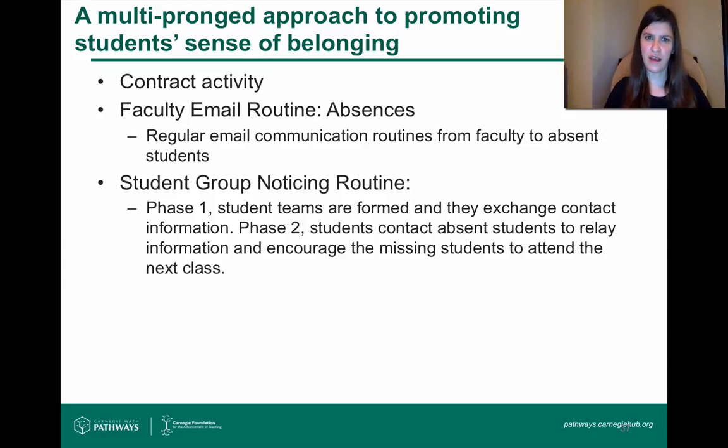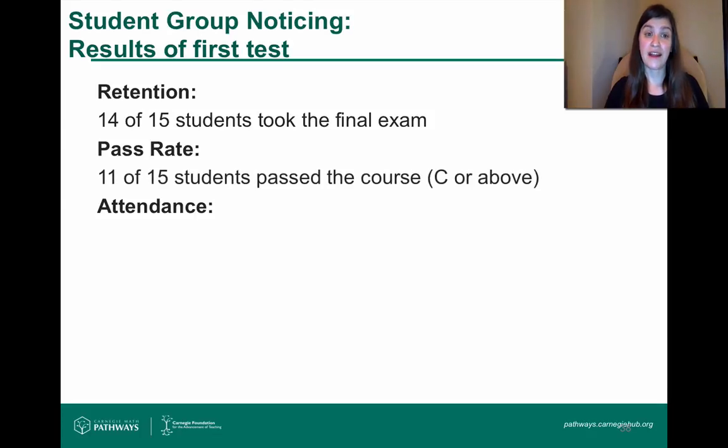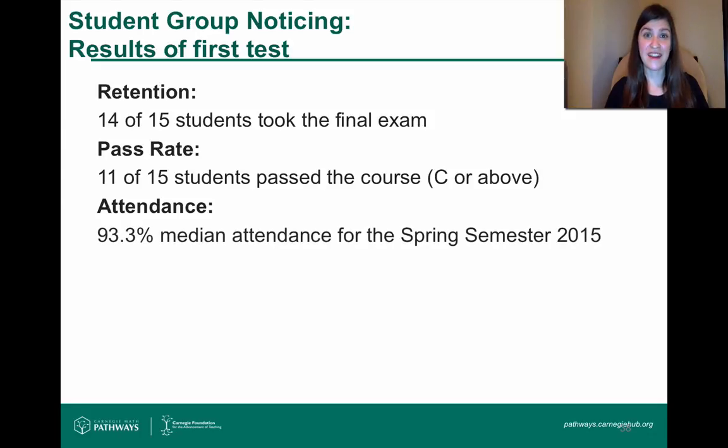And so again, I want to show you some data because at Carnegie, we don't want to send you activities and routines without knowing that they can work and they can work across diverse conditions. So first, for the student group noticing routine, what we saw in the first test is in a classroom where this was the main change idea, main routine that was tried, 14 of 15 students took the final exam, 11 of those 15 passed the course, and she had a median attendance rate of 93.3%.